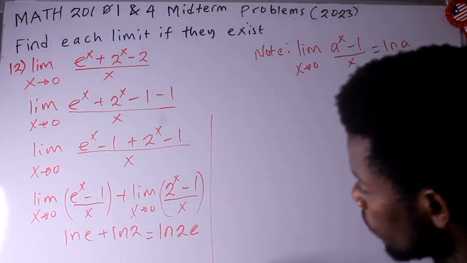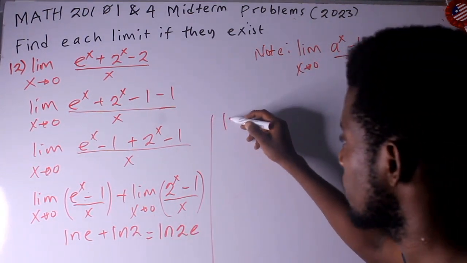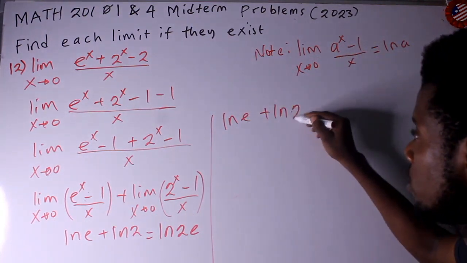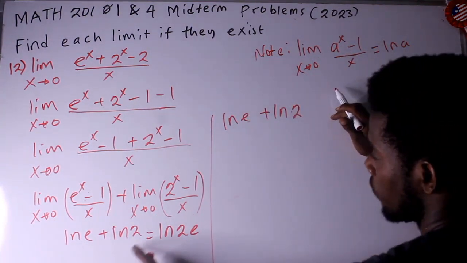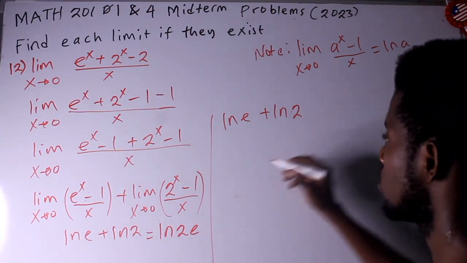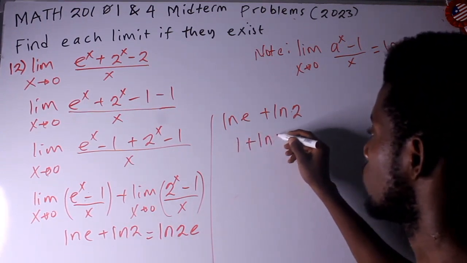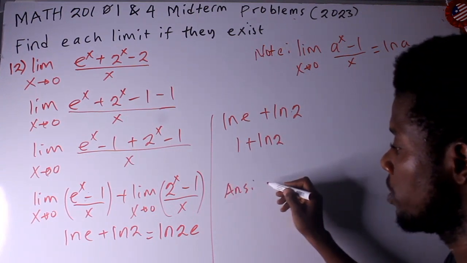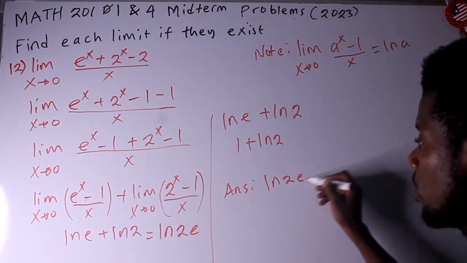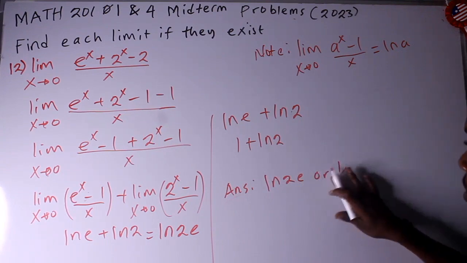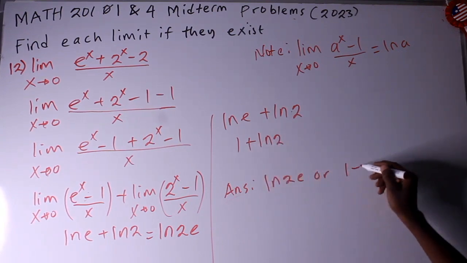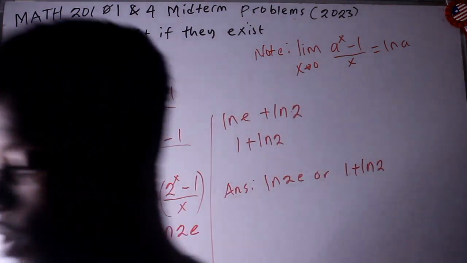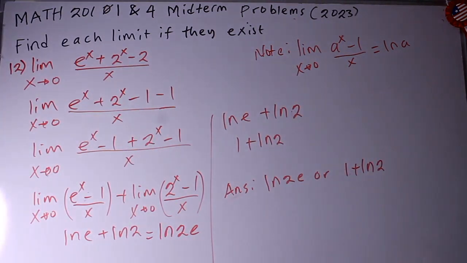You can write inside the ln of 2e, or if you want to simplify, if you want to leave it like this, you can leave it like this. So you have the ln of e plus the ln of 2. But the ln of e is 1. So 1 plus ln of 2. Either one of them will be correct. So the answer will be either ln of 2e or 1 plus ln of 2. Thank you for watching and see you in our next video.